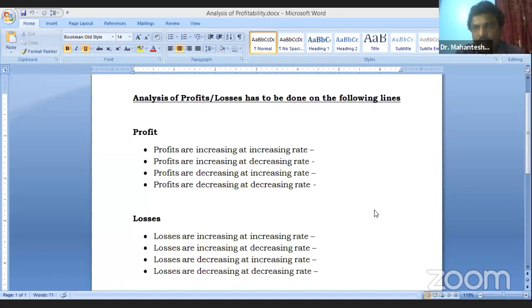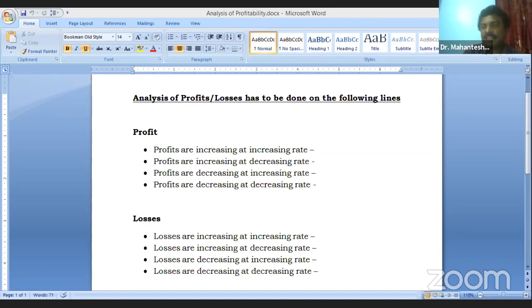I have taken profit. Now, when we talk in finance language, profit can be a positive profit or a negative profit. Loss is also called a negative profit. So when profitability comes, it includes positive profits as well as negative profits. In other words, profitability includes the profits or the losses. There are two. Analysis of profit or losses, or profitability, has to be done on the following lines.